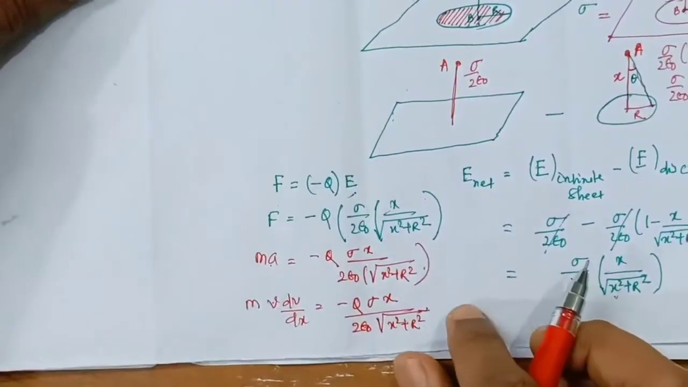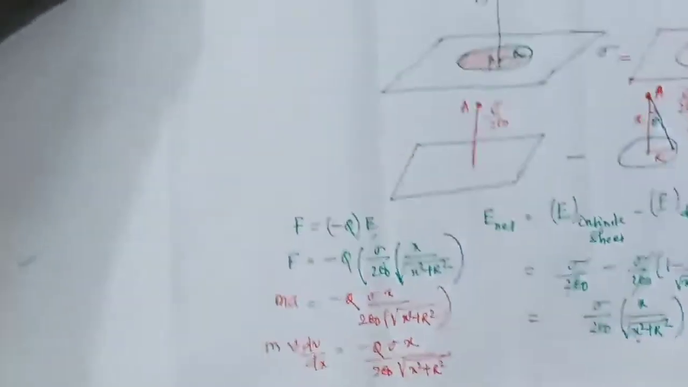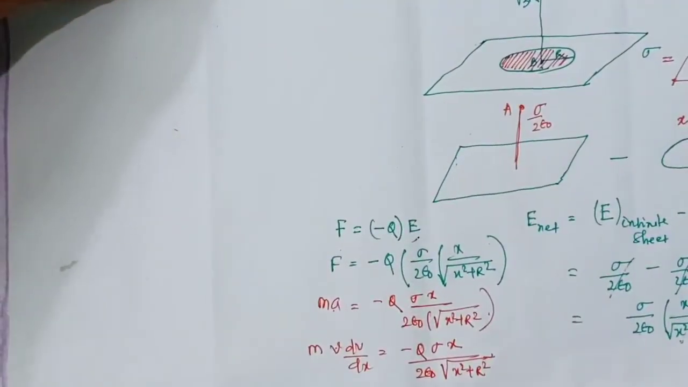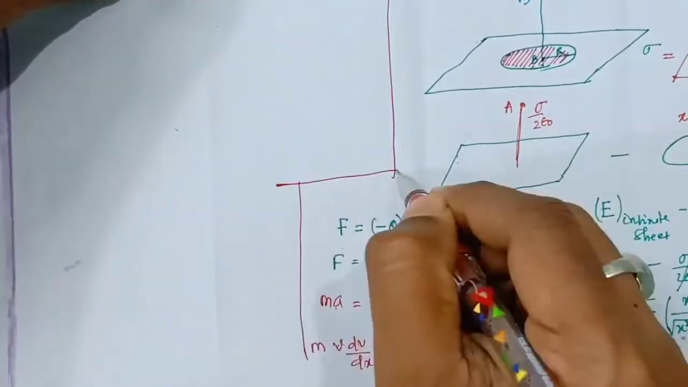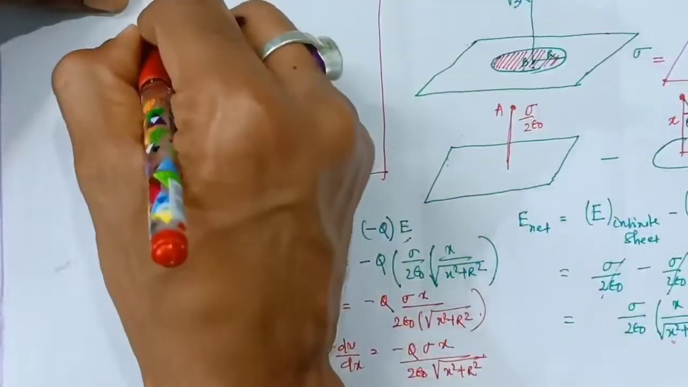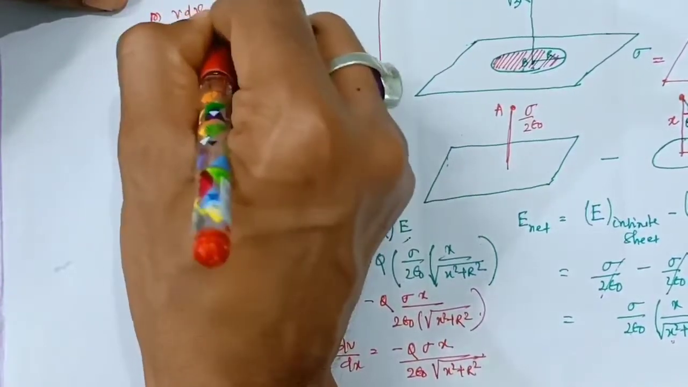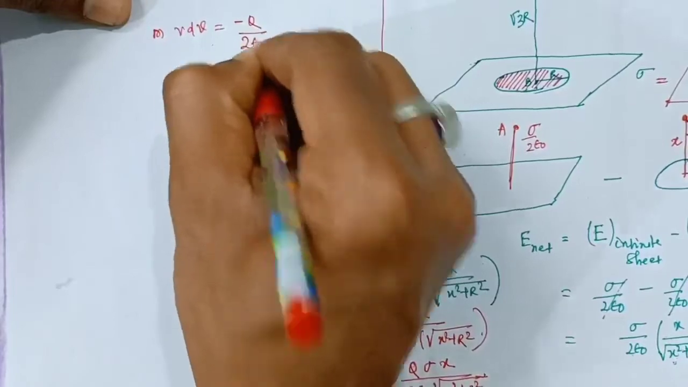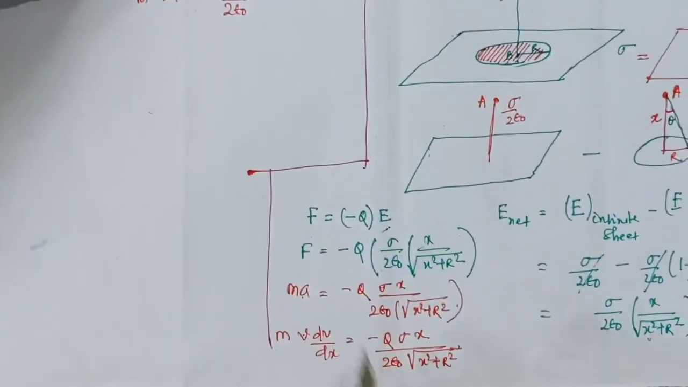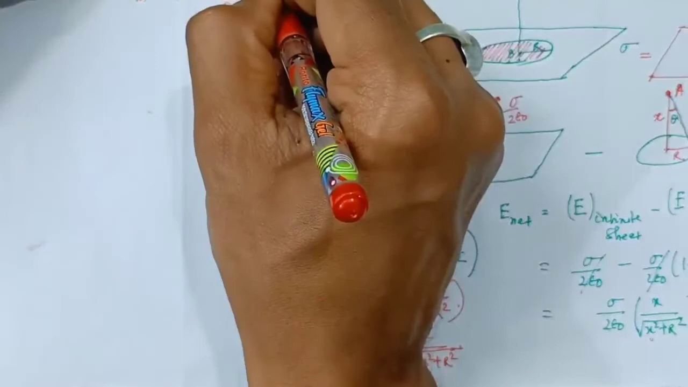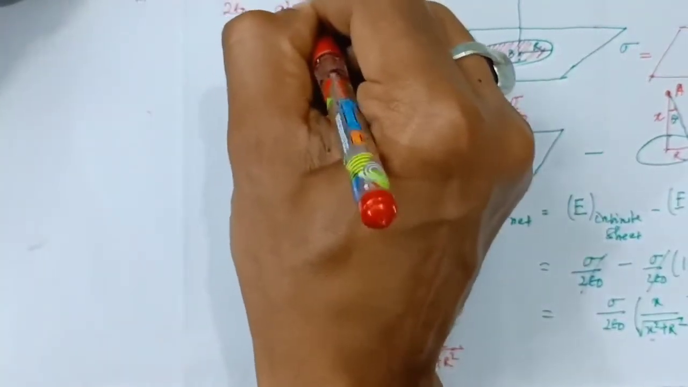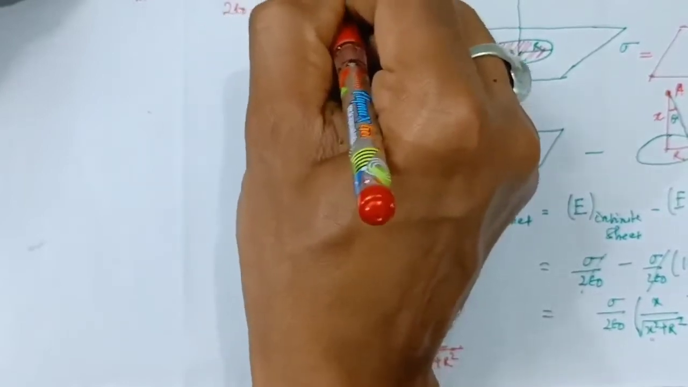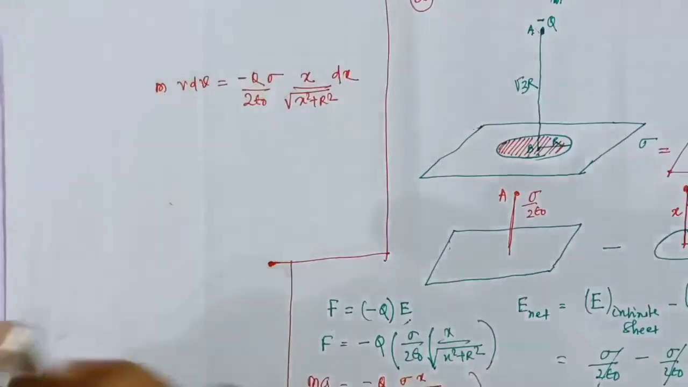Let me rearrange these things. What is the expression? Let me do it here from the student's perspective. So this is m v dv equals, one can write like this, minus q sigma by 2 epsilon naught times x upon root over of x square plus r square, times dx. This is my result.